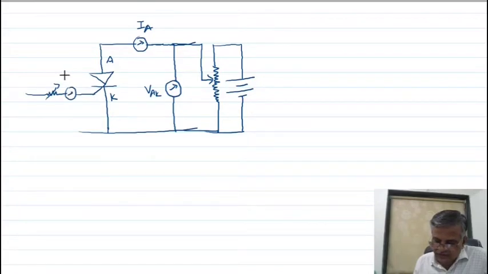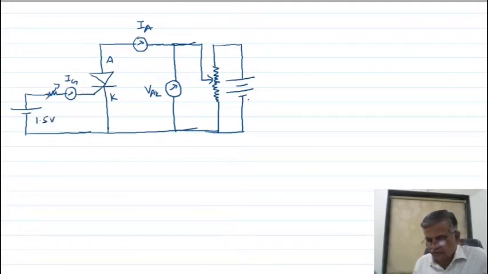To measure the gate current I am writing Ig. Here I am applying some 1.5 volt battery. This is your 0 to 50 volt, or you can say 25 volt battery.